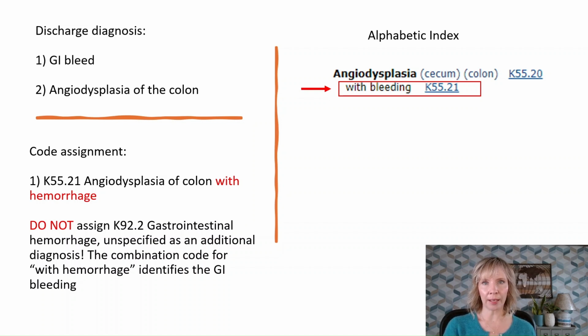Because the alphabetic index links bleeding to angiodysplasia using the word with bleeding, the coder can go ahead and assign the combination code for angiodysplasia of the colon with hemorrhage. Notice that in this example, only the combination code for angiodysplasia with hemorrhage is assigned. No additional code should be assigned for the GI bleed because the combination code for with hemorrhage identifies the GI bleeding.